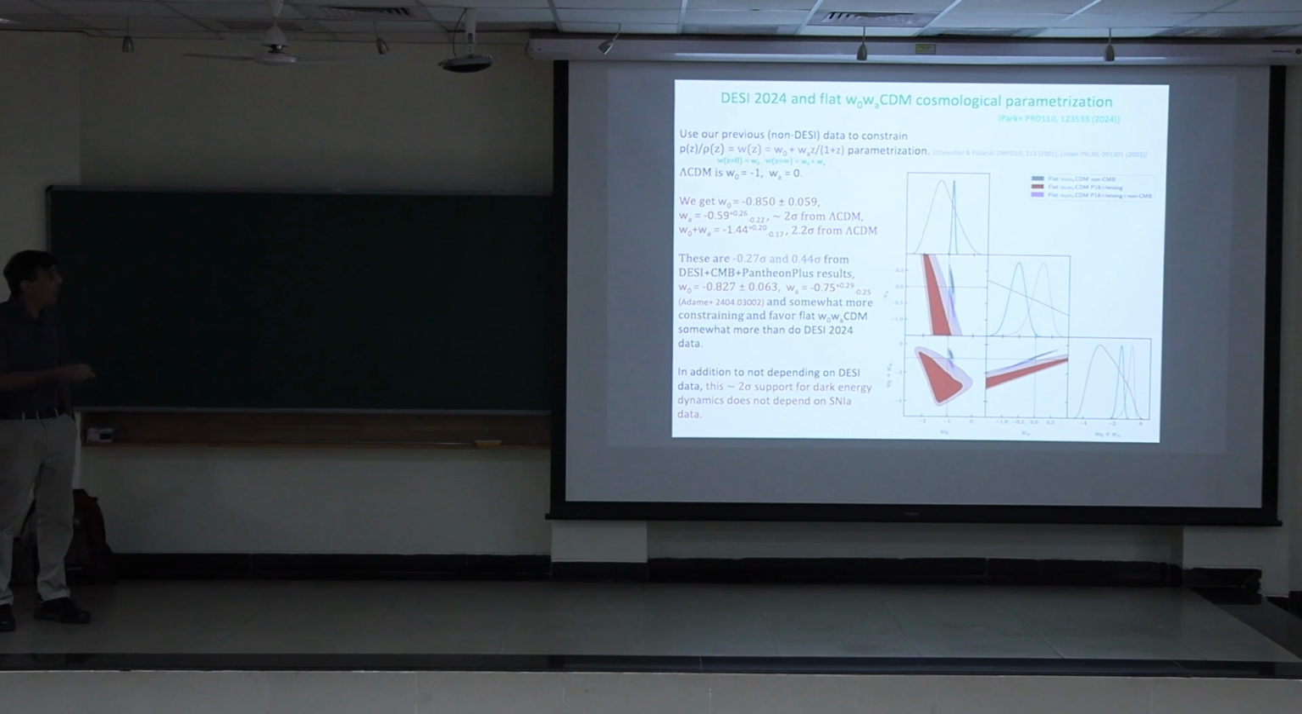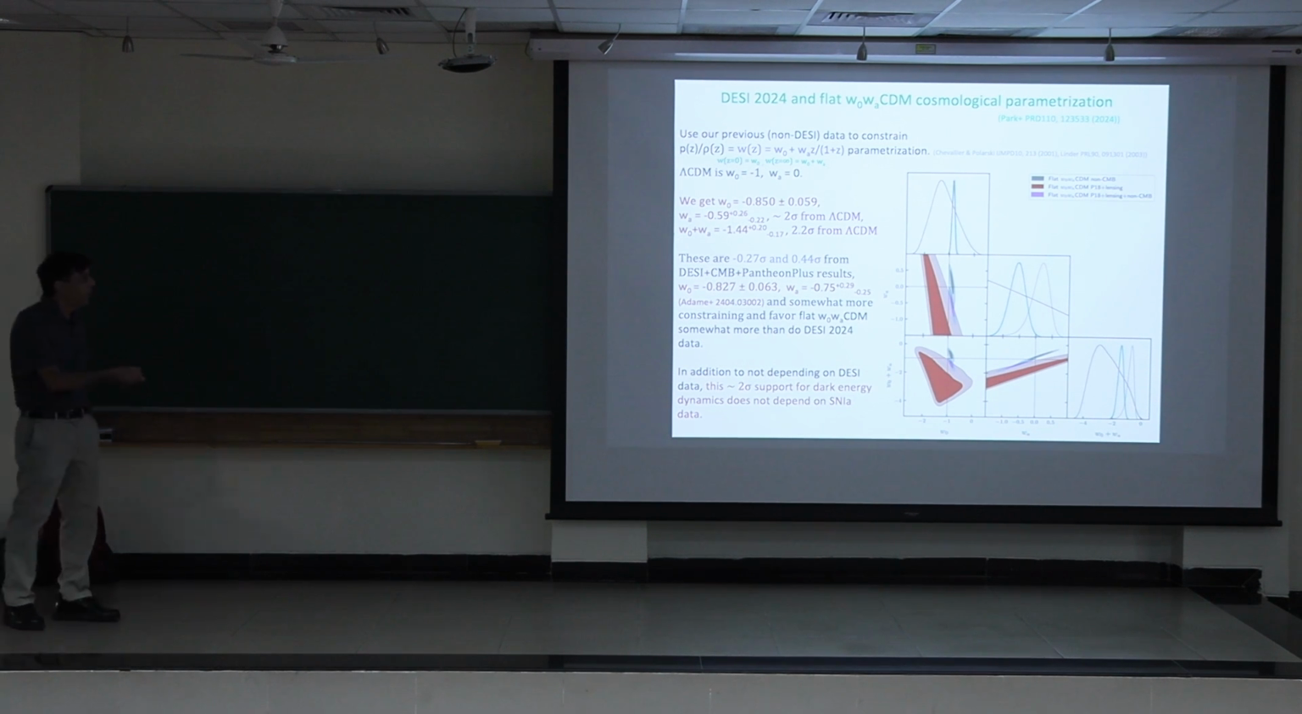And so if we use our data and not the DESI data, we get these numbers that are completely consistent with the DESI numbers. About 2.25 sigma away from lambda CDM. Well, this is probably a better way to say it: it's about 2.2 sigma away from lambda CDM.